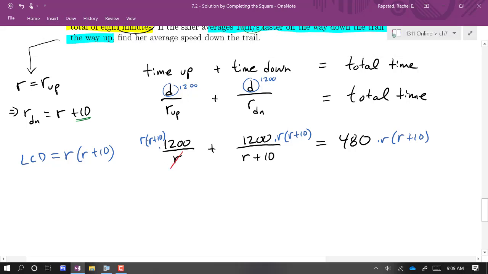Over on the right side, our first term, the r's cancel. The second term, the r plus 10s cancel. So we have 1,200 times r plus 10 plus 1,200 times r is equal to 480 r times r plus 10.